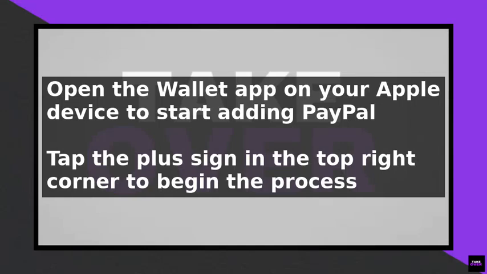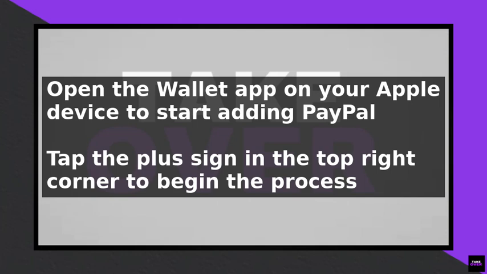To add PayPal on Apple Wallet, start by opening the Wallet app on your Apple device. If you do not see the Wallet app, you can find it in the app library or by using Siri to search for it. Once you have opened the Wallet app, tap the plus sign in the top right corner to begin the process of adding a new card or payment method.